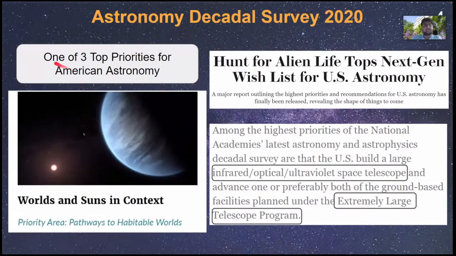Talking about the Astro2020 Decadal Survey, whose report was released last year, it listed three top priorities for American astronomy for this decade. One of the three is Worlds and Suns in Context. The idea being that we want to study worlds and suns, we want to do exoplanetary science, as this Scientific American article, a hunt for alien life of the next generation, describes. That includes planning for how to do good exoplanetary science in the future using space telescopes and the Extremely Large Telescope program as they come online.